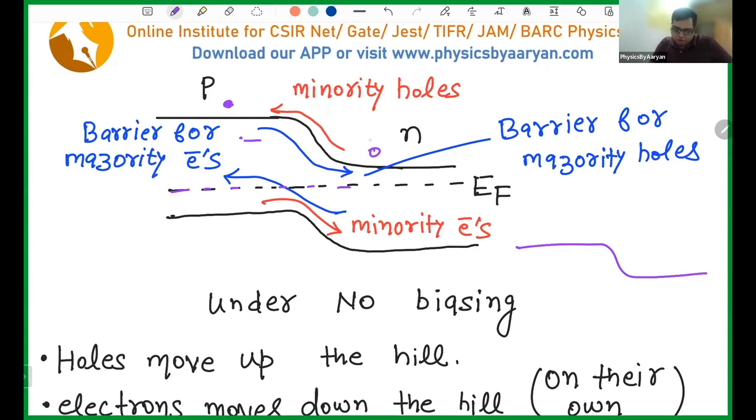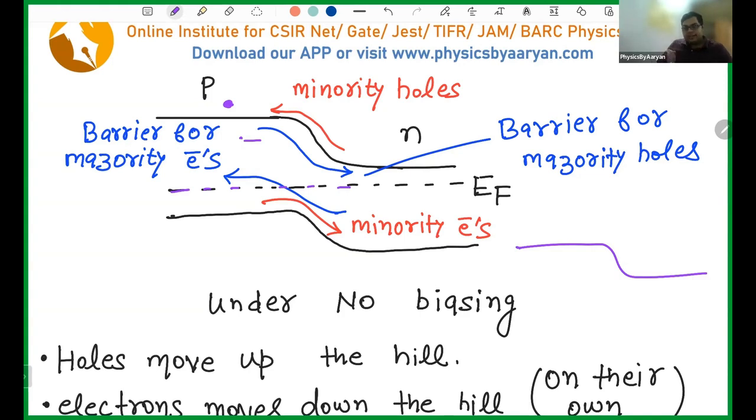So holes from here are moving up. A hole cannot move down automatically. P has many holes, but holes cannot move down by themselves. That is why no hole is coming from here to here. But holes can move up automatically. That is why whatever few holes it has, they are going up.